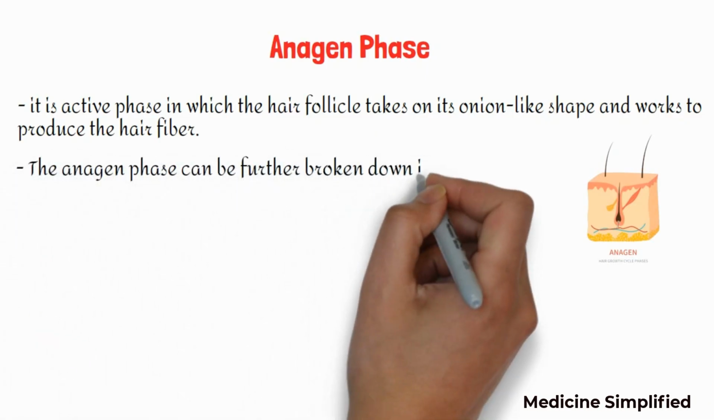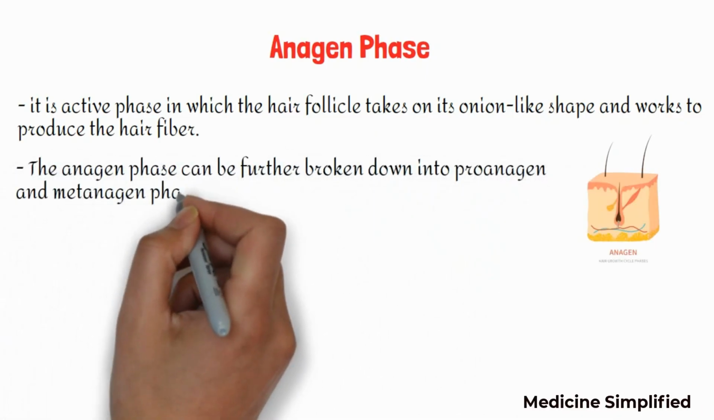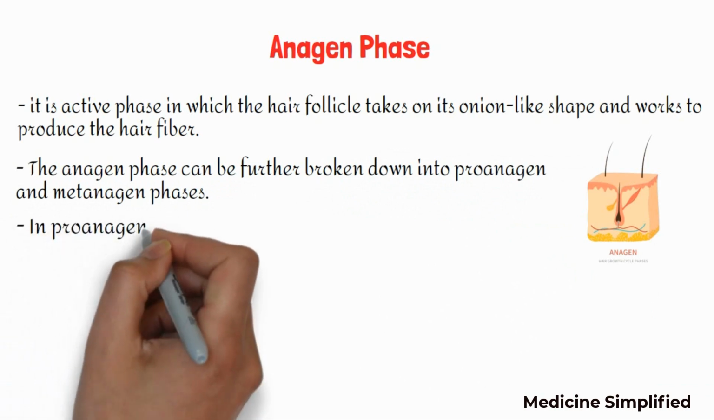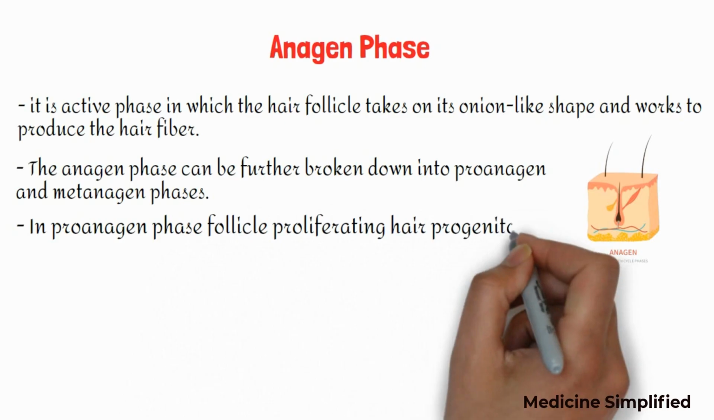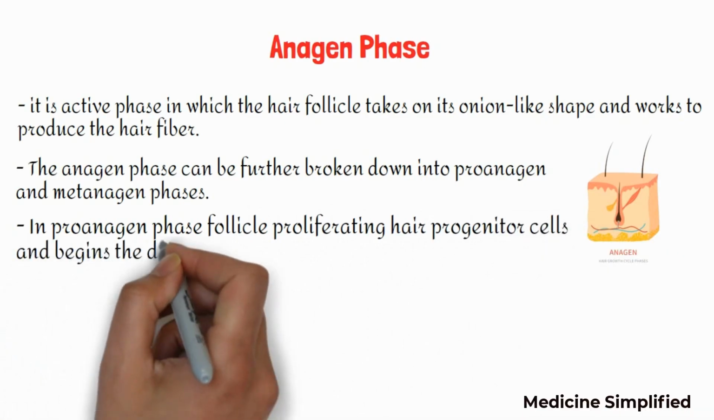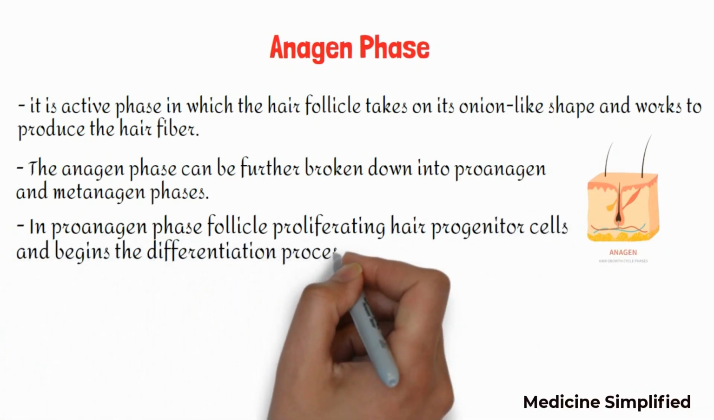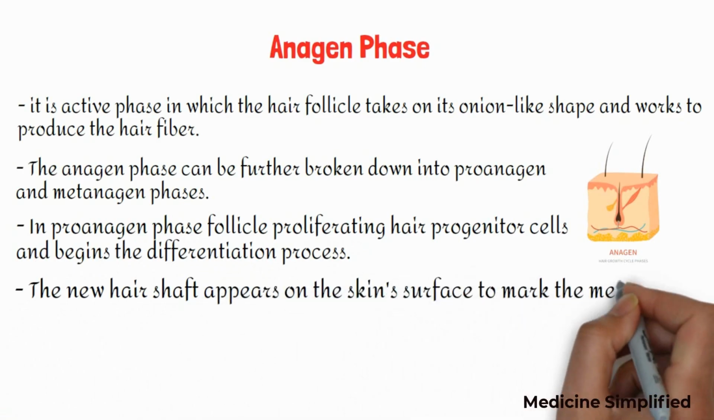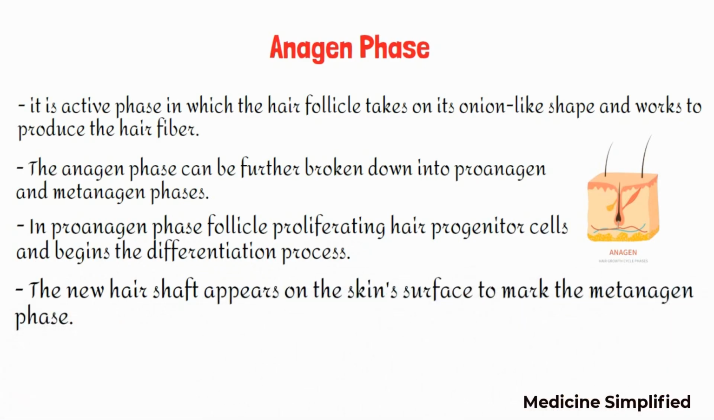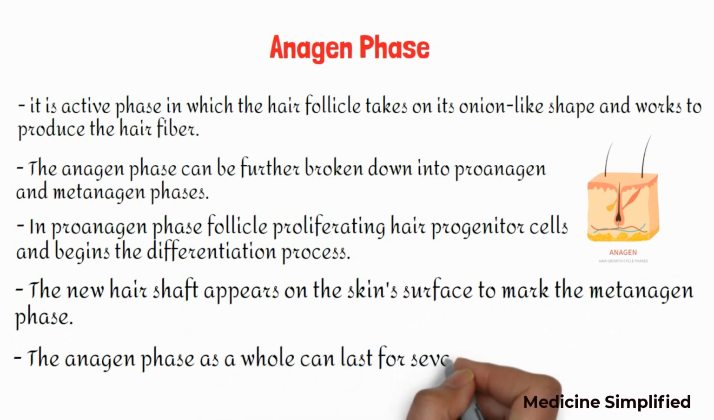The Anagen phase can be further broken down into pro-Anagen and meta-Anagen. In the pro-Anagen phase, the follicle proliferates hair progenitor cells and begins the differentiation process. The new hair shaft appears on the skin surface to mark the meta-Anagen phase. The Anagen phase as a whole can last for several years.